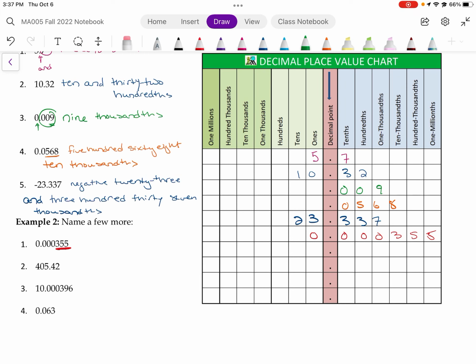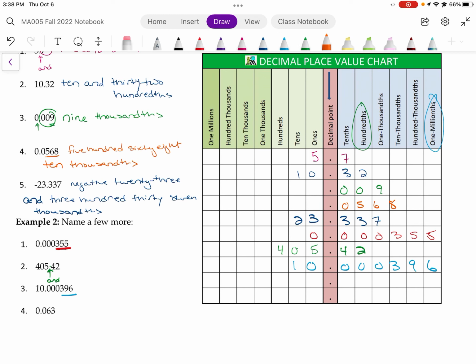All right, the next one we would put in the 405, and, so remember, say this as and, at the point, 42 hundredths, because it lands in the hundredths place. The last digit is in the hundredths place. Okay, 405 and 42 hundredths. All right, next one. Ooh, that's a lot of zeros. So we've got 10 and 0.00396. So this one would be 10 and 396 1 millionths.